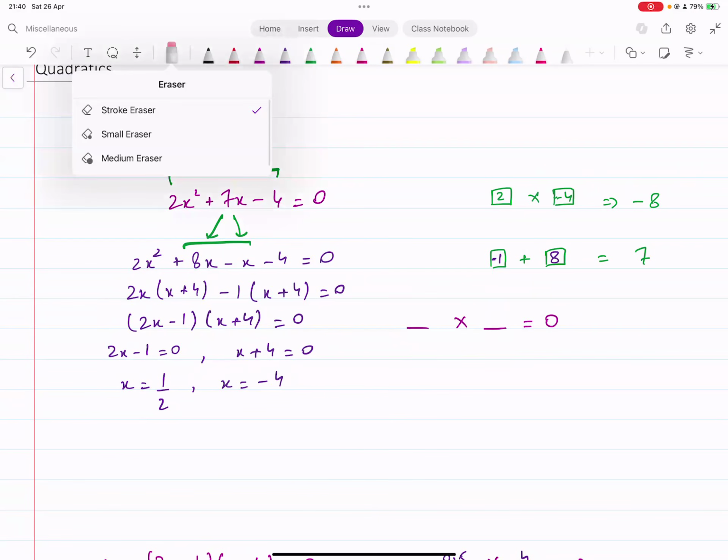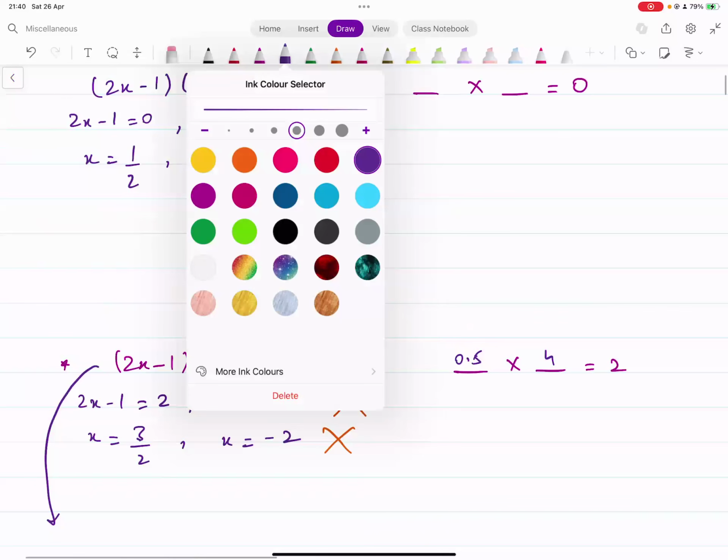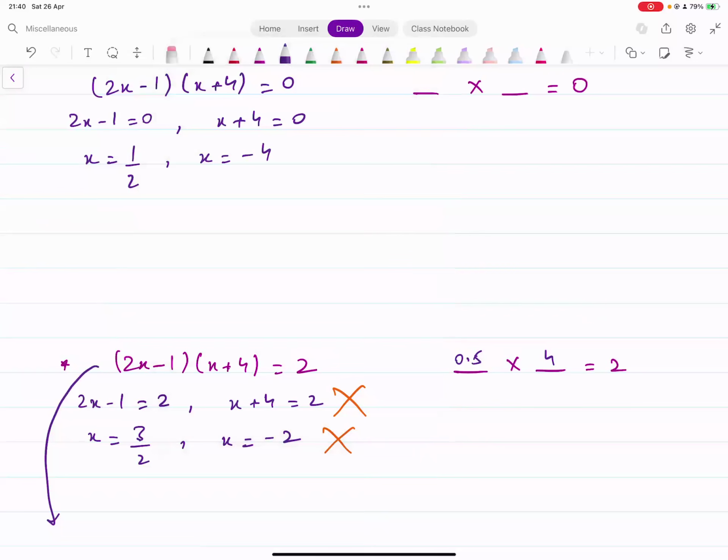Compared to an equation like this, 2x minus 1 into x plus 4 equals 2. Now, this is not true. This is not correct. If you do it like this, that you say either 2x minus 1 is equal to 2 or x plus 4 is equal to 2, that would be incorrect. That would not make sense. It only makes sense when you have 0 on the right side, because 2 could come from any other combination as well. It's not necessary that if the product is equal to 2, then 2x minus 1 is equal to 2 or x plus 4 is equal to 2.